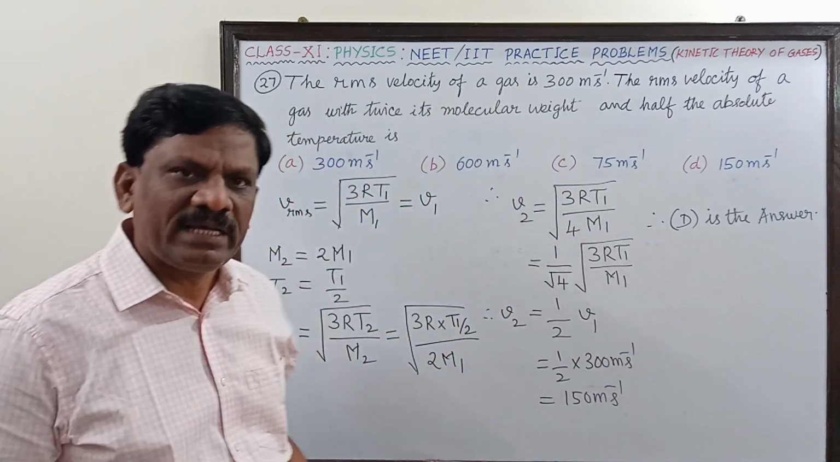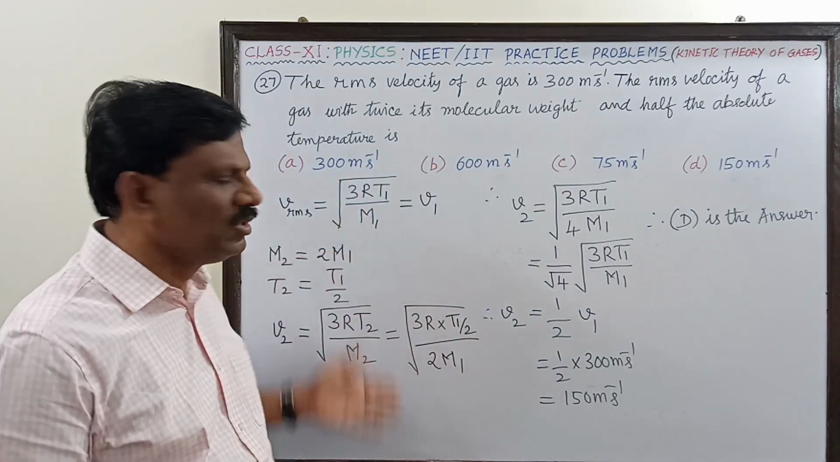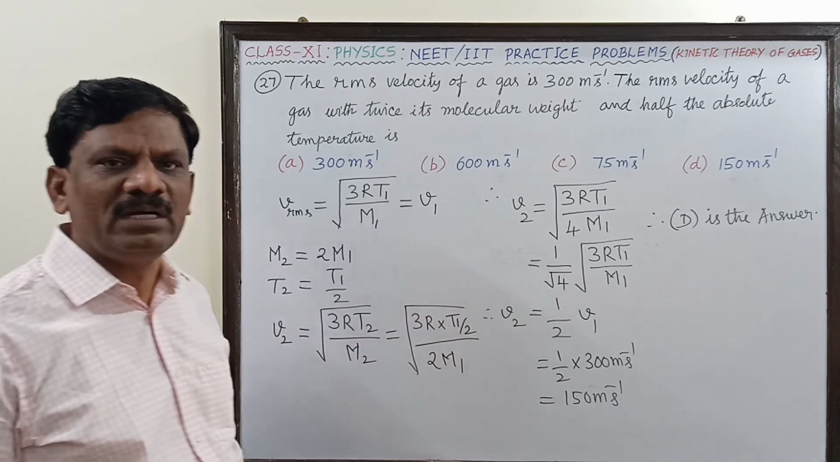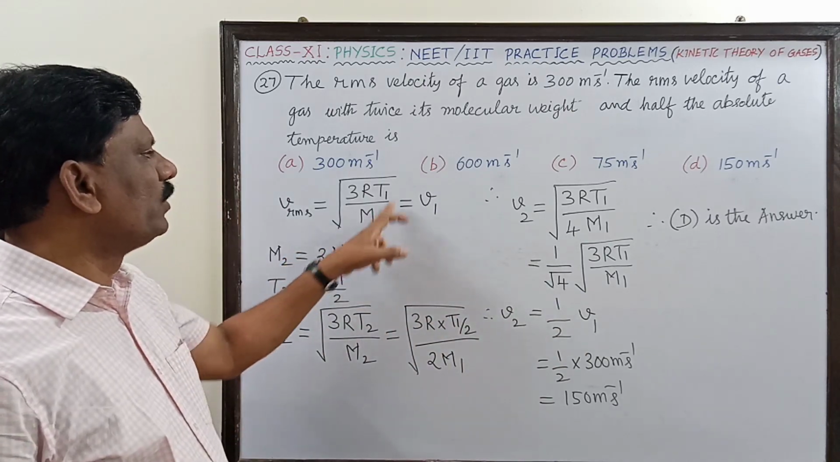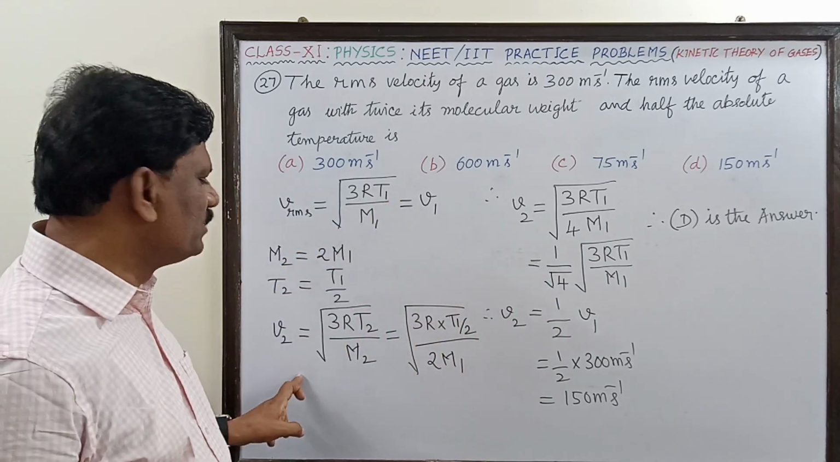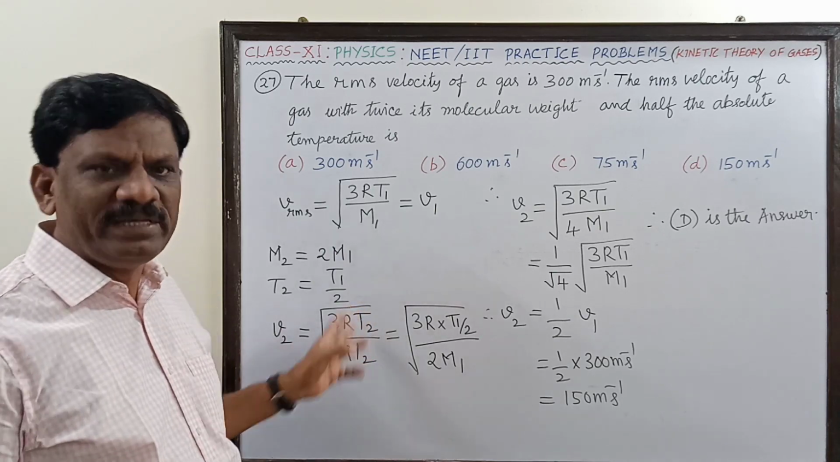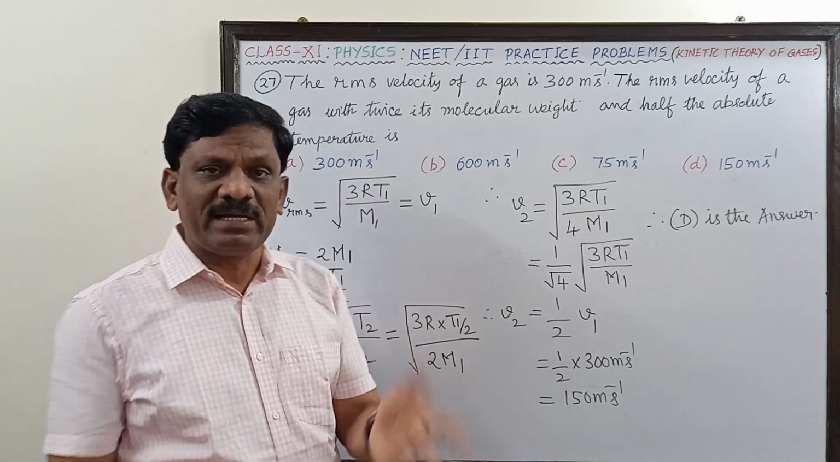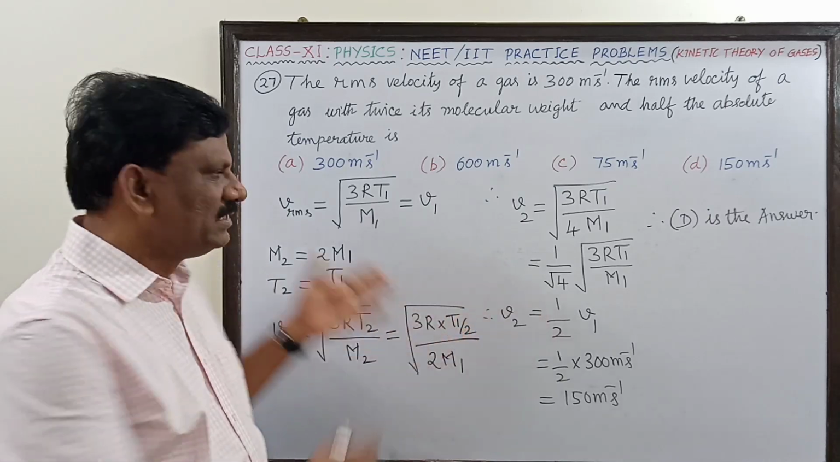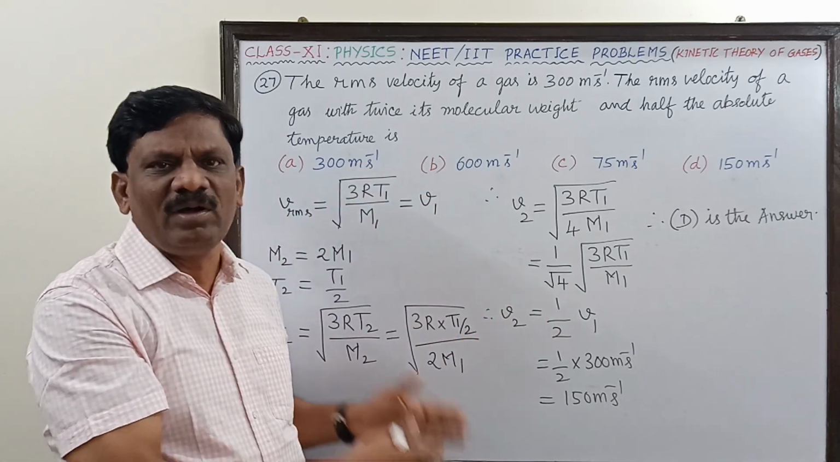This is a very direct question only, okay. So you can also do it in a very shortcut route. V1 is proportional to square root of T1 by M1 and V2 is proportional to square root of T2 by M2. So V2 by V1 directly you can divide also. This is just an explanation for the problem how to solve.